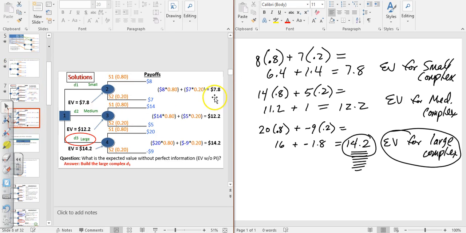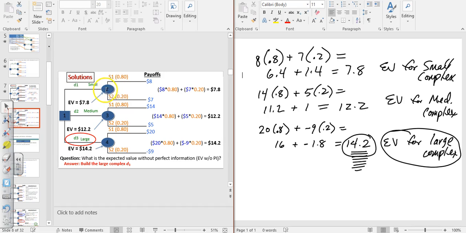So again, this is what we just did. 7.8, 12.2, 14.2. Because when we saw the circles, we knew we had to make a calculation. Remember, these were the payoffs. These were the states of nature. These were the decisions. So we got our answer, 7.8, 12.2, 14.2.